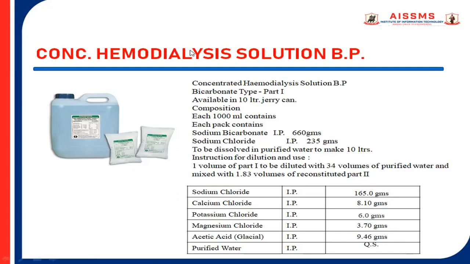Concentrated hemodialysis solution, bicarbonate type. The purpose of this acid solution is to lower the pH of the dialysate to below 7.3 so that the calcium and magnesium do not precipitate out of solution in the form of carbonate salts when bicarbonate is added.